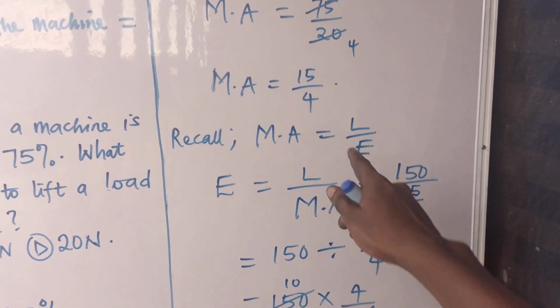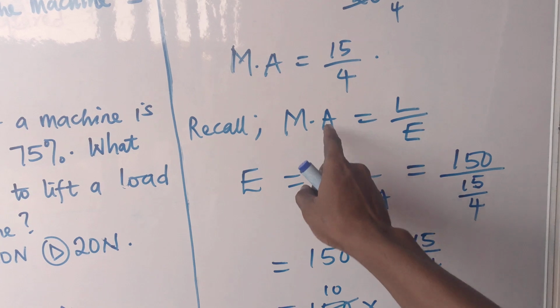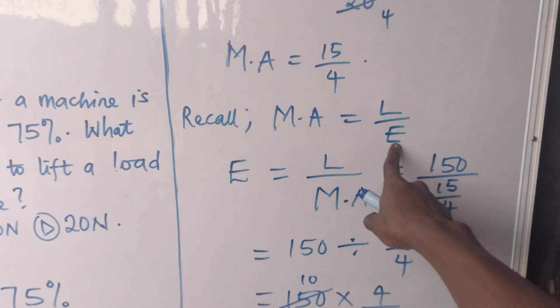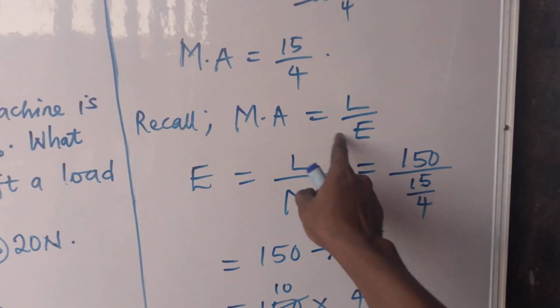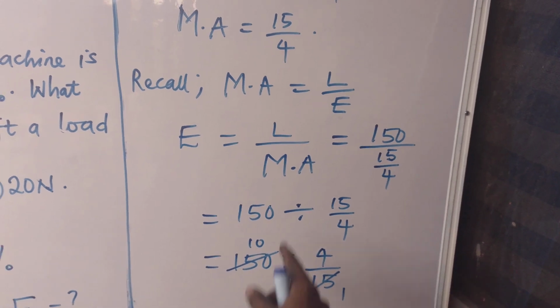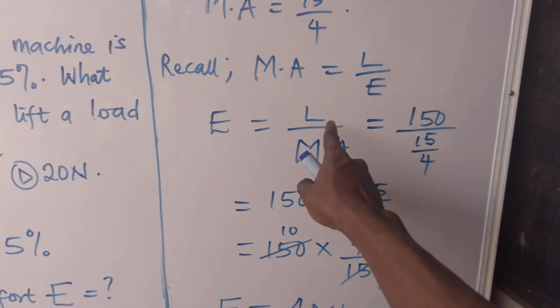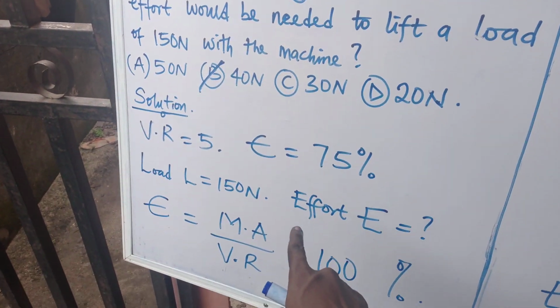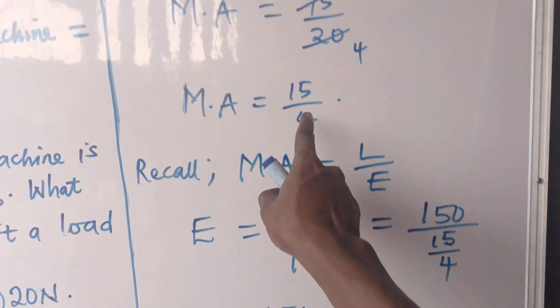Now mechanical advantage is also the load over effort. When I interchange positions, this one goes here, this one comes here. To make E the subject of formula, I just interchange their positions. That is effort equals load over mechanical advantage. So put the value of the load. The load is 150 Newton, over mechanical advantage, which is 15 over 4.